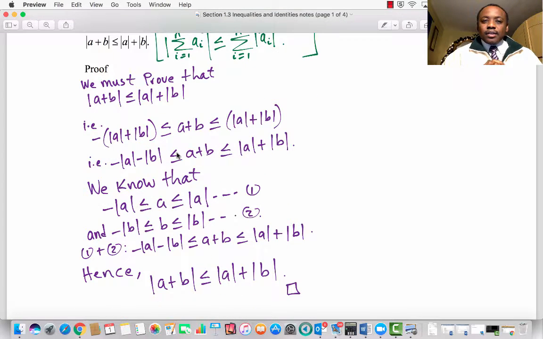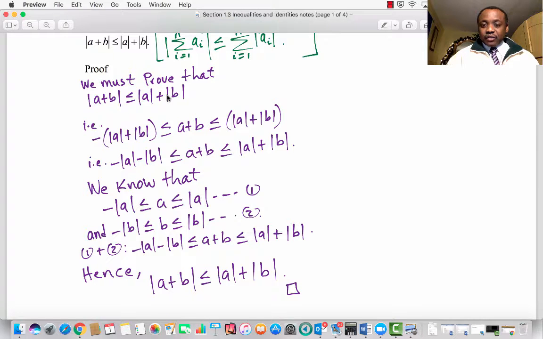Proof. You would think that such a profound result would have a very complicated proof, but no, it's a very easy, straightforward proof. So we want to prove that the absolute value of a plus b is less than or equal to the absolute value of a plus the absolute value of b. I.e., we want to prove that negative, all of this, is less than or equal to a plus b, less than or equal to all of this.